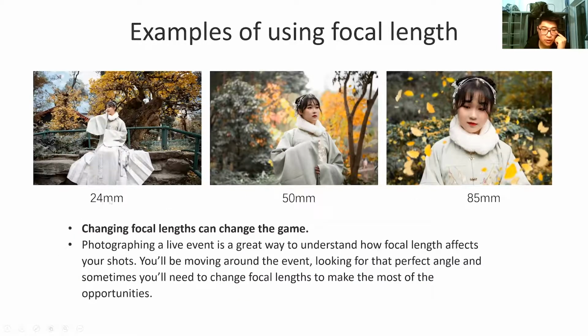So here is an example of using focal length. When we use 24 millimeters, we can capture all of the things in our picture at once. When we use 50 millimeters, it will narrow our angle. And when we use 85 millimeters, it becomes even narrower. So changing focal length can change the game. Photographing a live event is a great way to understand how focal length affects your photos. You will be moving around the event, looking for that perfect angle, and sometimes you will need to change focal length to make the most of the opportunities.